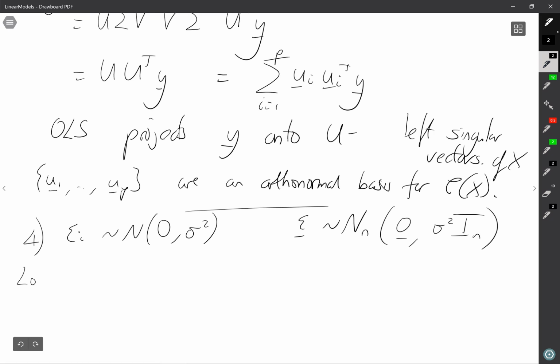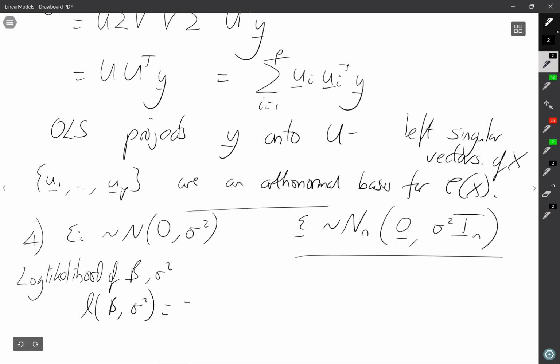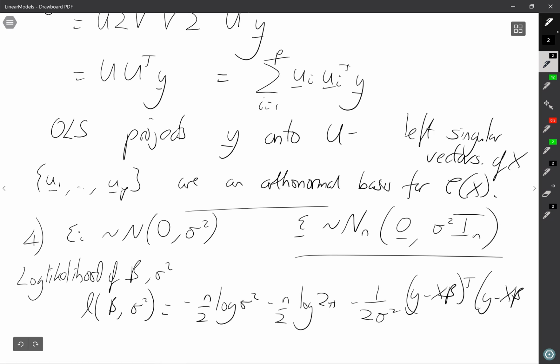So the log likelihood of beta and sigma squared is exactly the log likelihood of the multivariate normal distribution here. So we're going to get minus n over 2 log sigma squared, minus n over 2 log 2 pi for the normalizing constant. And then we get minus 1 over 2 sigma squared times y minus X beta transposed y minus X beta.